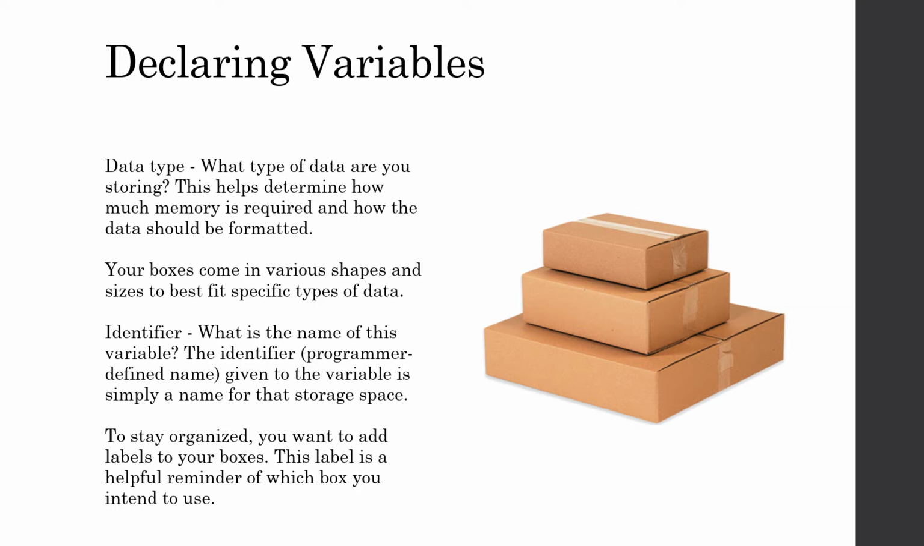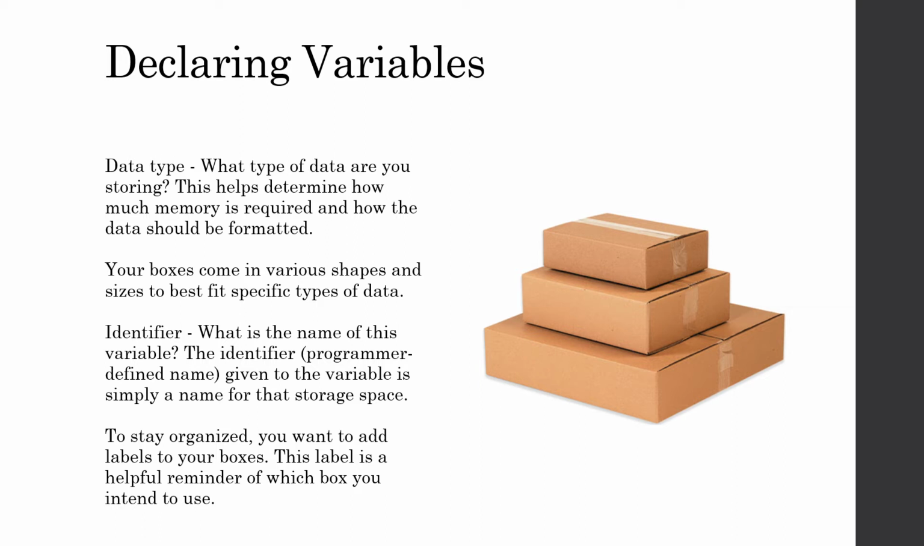This will help us determine how much memory we're going to need, and it also helps us determine how the data should be formatted, because different data types will have different formatting. Essentially, if we were to describe this in terms of our box analogy, we would say that our boxes are going to come in various shapes and sizes to best fit specific types of data or specific contents.